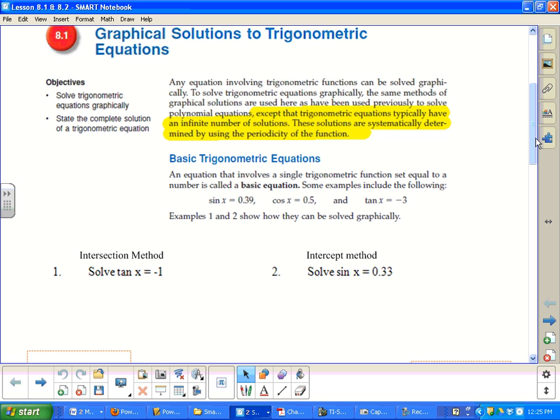So when we're solving them, any equation involving trigonometric functions can be solved graphically. To solve trig equations graphically, the same methods of graphical solutions are used as have been used previously to solve polynomial equations. In my Algebra B class today, I spent some time with just simple linear equations, showing how to find them with our calculator. And they're like, well, these are so easy, why do we need to do that? And I said, you need to learn the basic ones so that when they get harder, it won't be as difficult. Except that trigonometric equations typically have an infinite number of solutions.